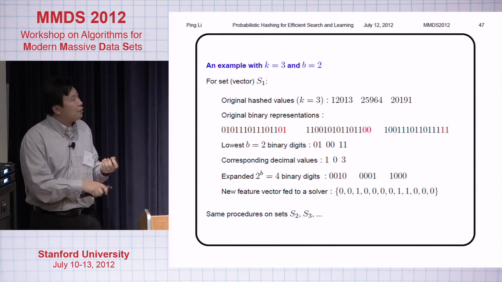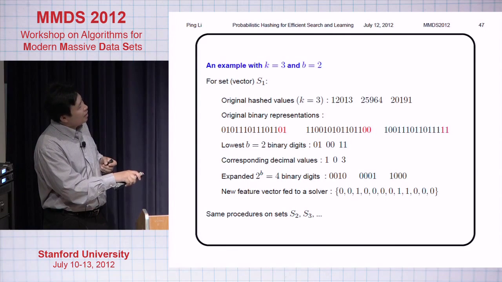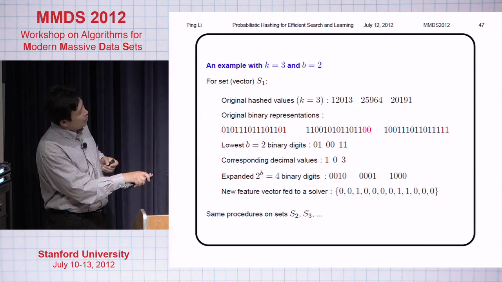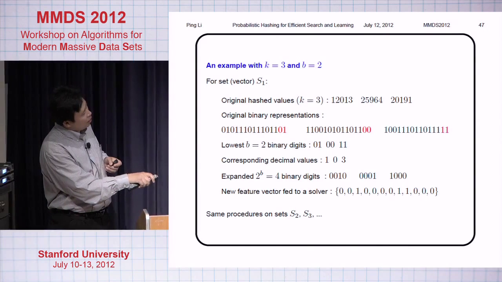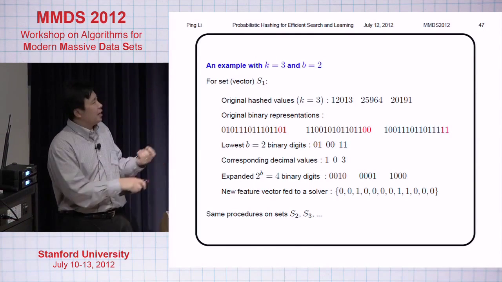However, to do learning, you have to expand them into 2 to the b dimensions, because now the first one corresponds to 1, 0, 3. So that means for the first one, the second location is 1, the first location is 1, the fourth location is 1. So therefore, you start with the binary vector, you get another new binary vector.